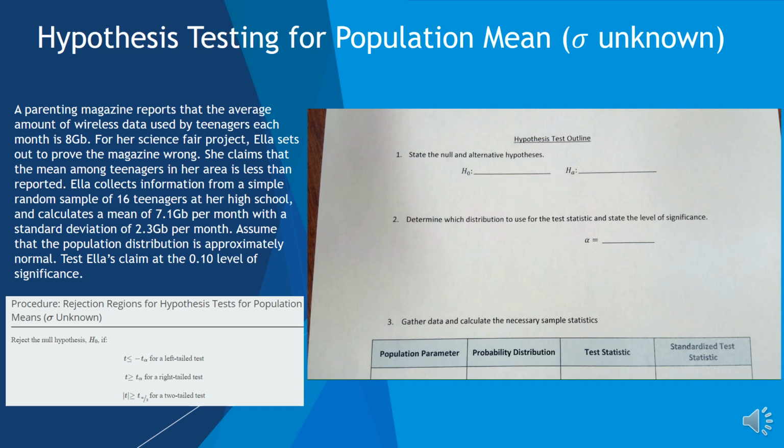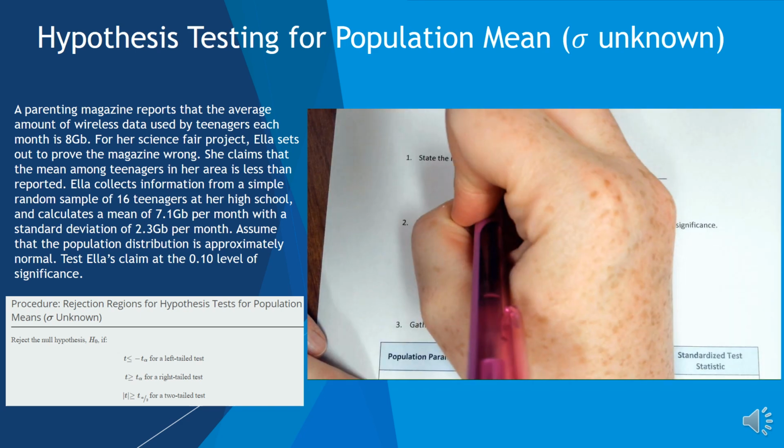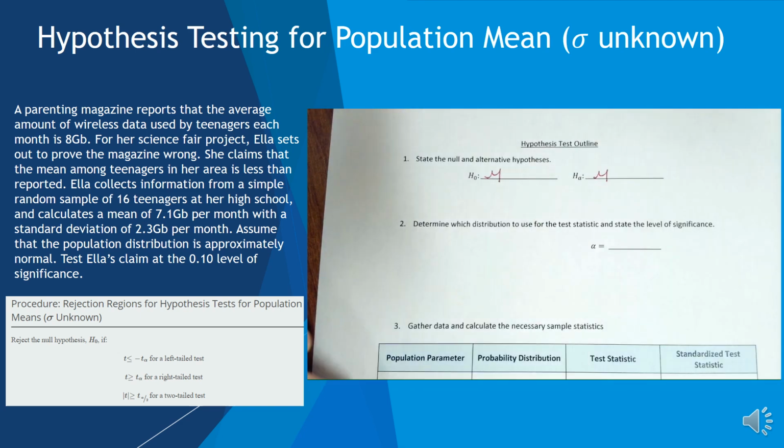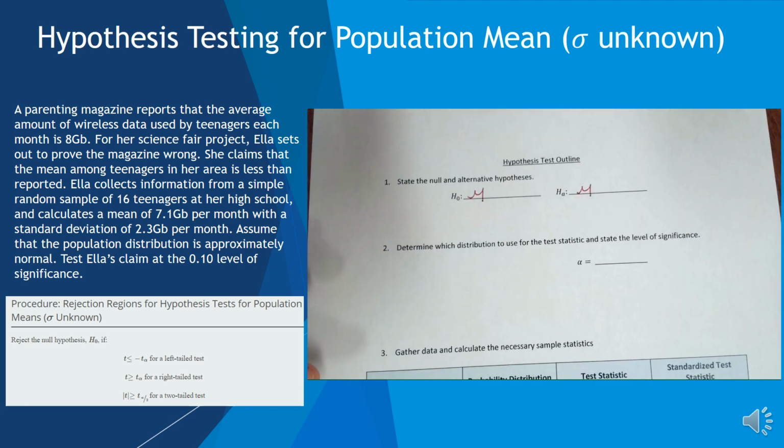Now let's look at an example when we don't know the population standard deviation. This example says, a parenting magazine reports that the average amount of wireless data used by teenagers each month is 8 gigabytes. Notice that in that sentence they said the average amount, so we can go ahead and write down that we're using the mean. That's the population mean mu, the Greek letter mu.